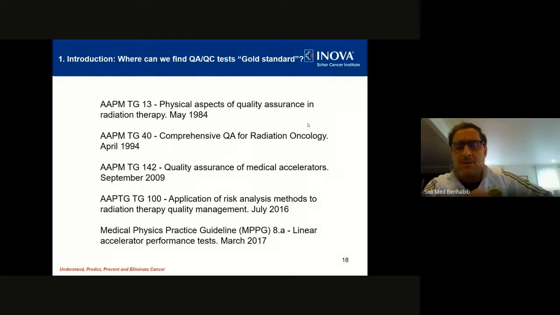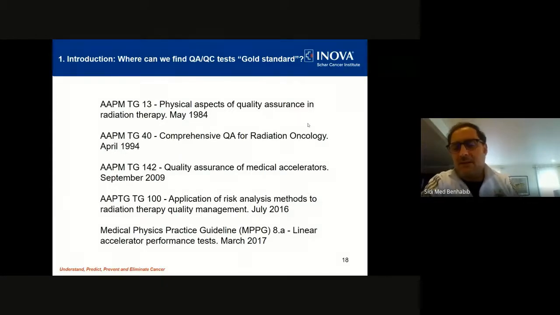And a newer publication, which is TG-142, and this is what we medical physicists use for the Linac. Basically, it's only one part of the puzzle. So this is specific to the Linac 142. And then TG100, there's a typo, AAPTG, should actually be AAPM. I apologize, it's just a typo.